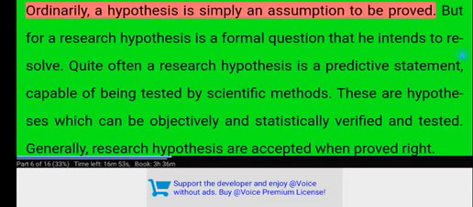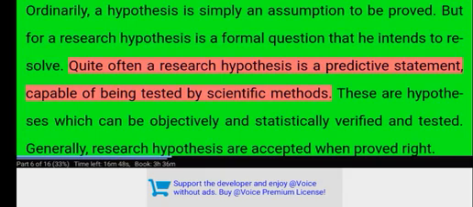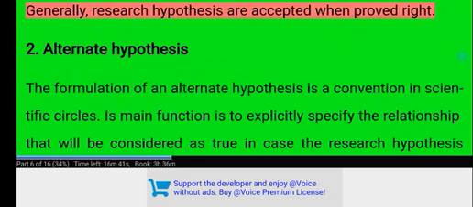1. Research hypothesis. Ordinarily, a hypothesis is simply an assumption to be proved, but for a researcher a research hypothesis is a formal question that he intends to resolve. Quite often a research hypothesis is a predictive statement, capable of being tested by scientific methods. These are hypotheses which can be objectively and statistically verified and tested. Generally, research hypotheses are accepted when proved right.